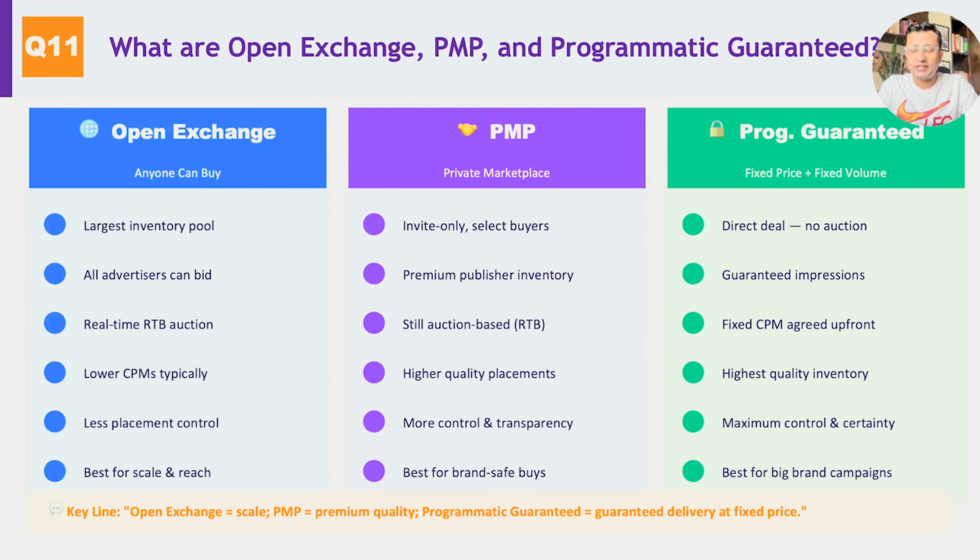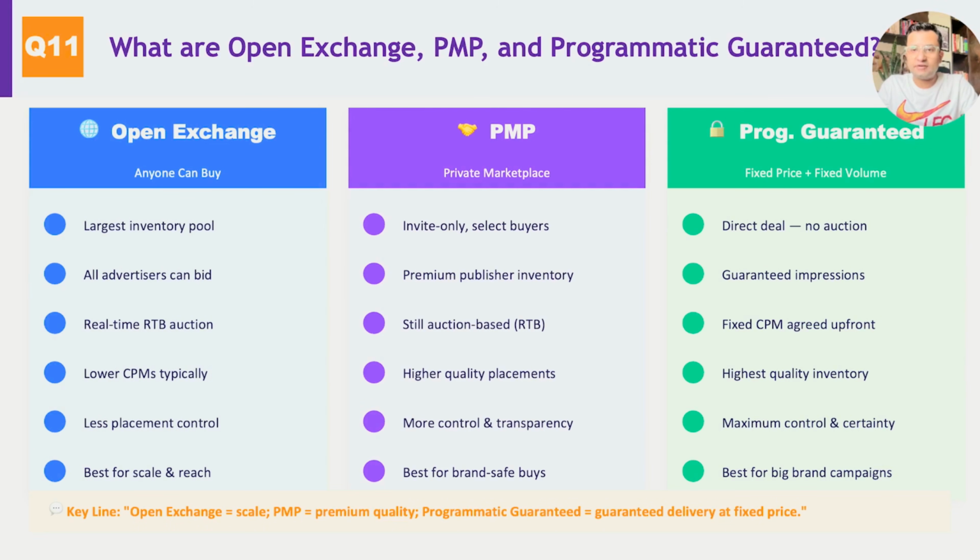What is a programmatic guaranteed deal? A PG deal is where a fixed price is decided before buying the inventory, with a fixed volume. For example, I am going to pay $5 CPM. You have already made a deal with the publisher that I will be paying $5 for 1000 views on a certain OTT, let's say Netflix. That's how a PG deal works. It's a direct deal. No auction is happening here. We have already decided the price before opting in for the deal. Guaranteed impressions, fixed CPM agreed upfront. As I told you, a CPM is already fixed, that I am going to pay this much amount only.